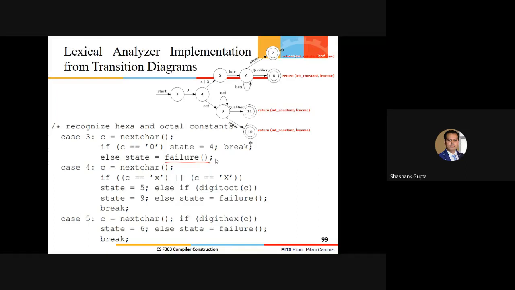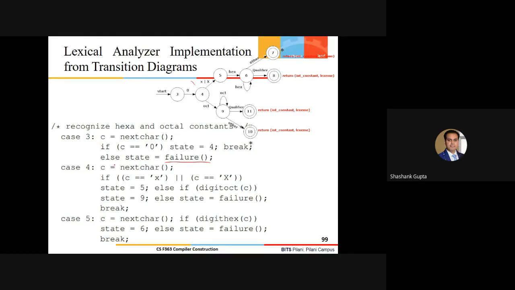And one another thing I have to do as part of this failure. What should be that thing? I have to take my pointer back to the initial state of my transition diagram, because now I have introduced the failure by just reaching here. Obviously here it is a start state, but somewhere I may be in some intermediate state. So I have to report a lexical error, and I have to also shift my forward pointer to the start state. These two actions you have to remember.